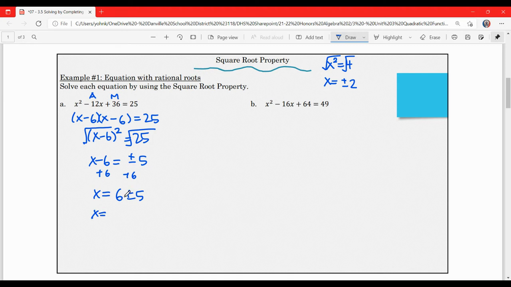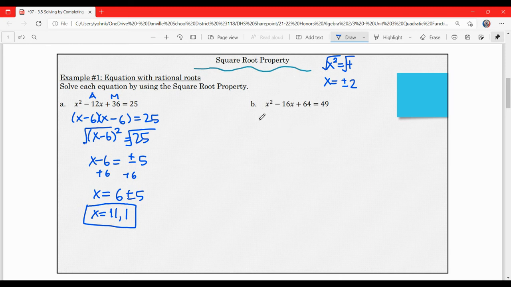Now this gives me my two answers. One of my answers is 6 plus 5, which is 11. And my other answer is 6 minus 5, which is 1. So both of these numbers, if I plug them in for x, should give me 25. Also, remember that the whole point of solving a quadratic is to figure out where the graph crosses the x-axis. So if I were to graph the equation in letter A, I would see that the parabola crosses the x-axis at 1 and 11.